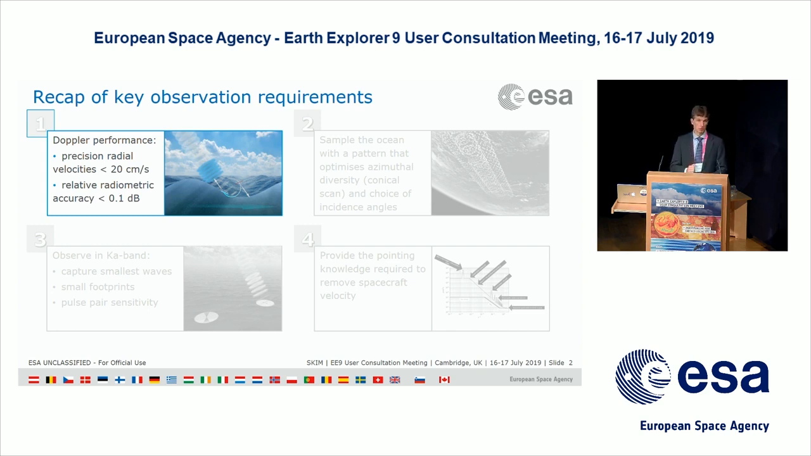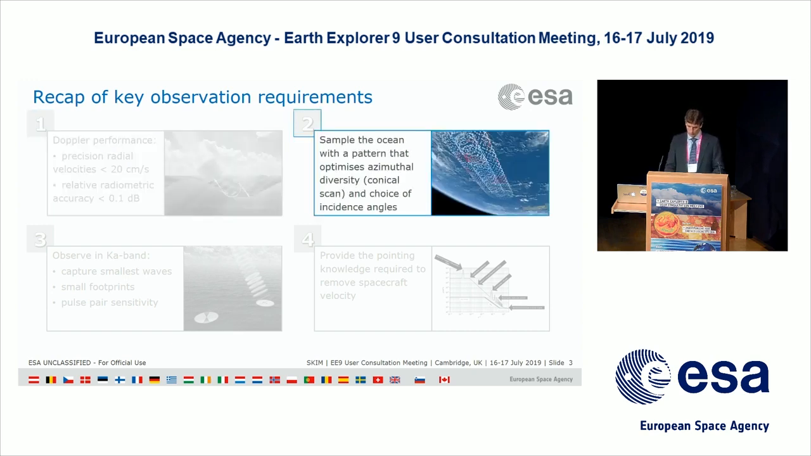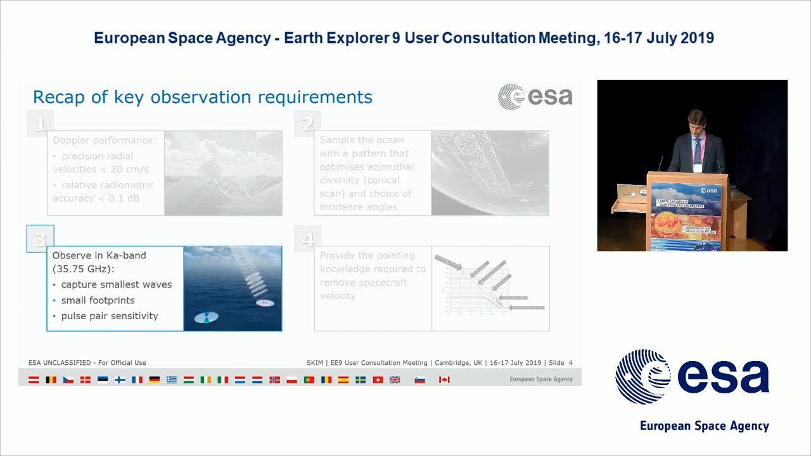Also, we want to make sure that we coordinate lots of these different measurements into a pattern across the swath that will allow us to combine all these measurements into a map of current vectors on the surface. And this is the reason why SKIM needs this conically scanning instrument. Next up then, we have to observe in Ka band. This helps us to capture the smallest waves on the surface. It gives us narrow footprints, and also it increases the sensitivity of the pulse pair measurement technique, which I will again talk about later, although it was already explained before.